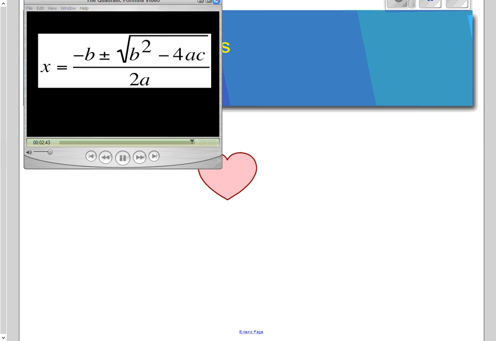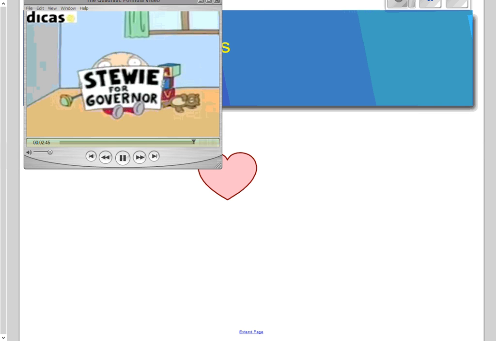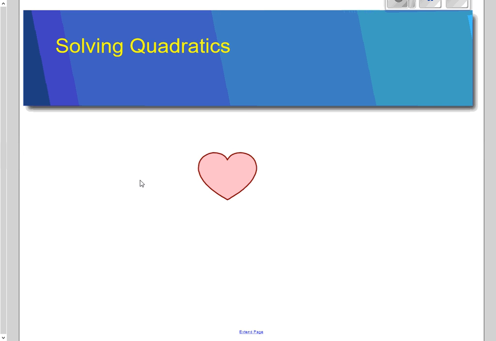Okay, there you have it. There is the quadratic formula song. So if you want, you can play that over and over again until you're sick of it so that you can remember the formula.